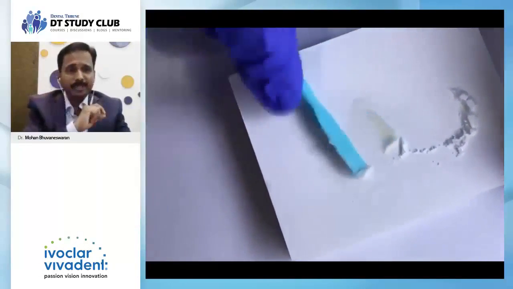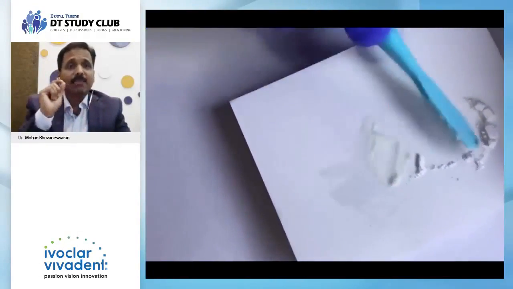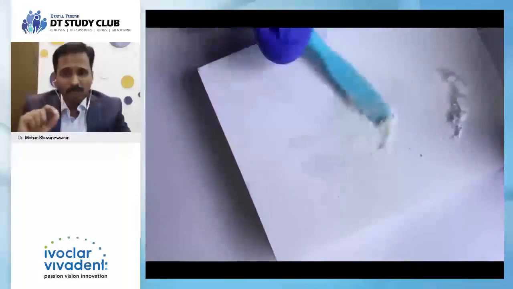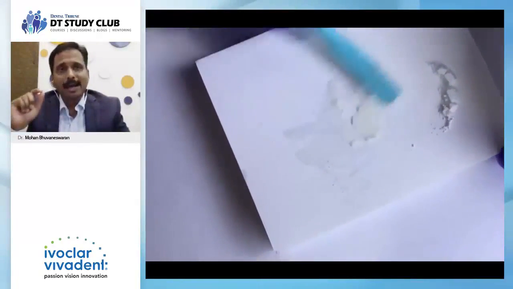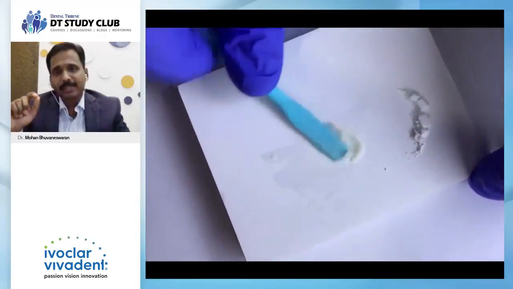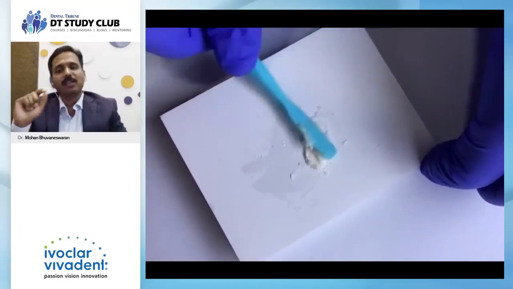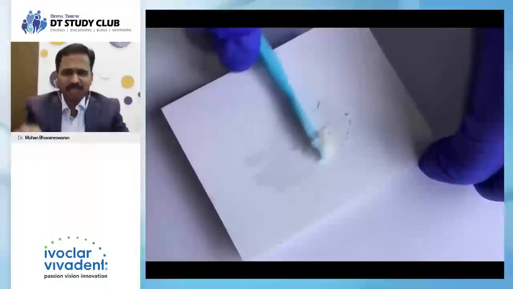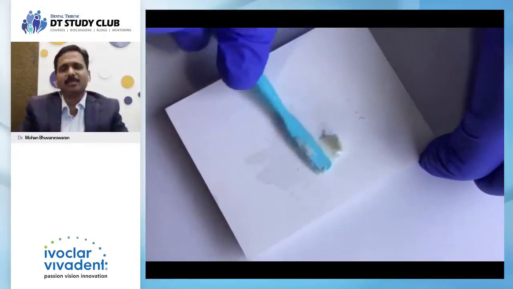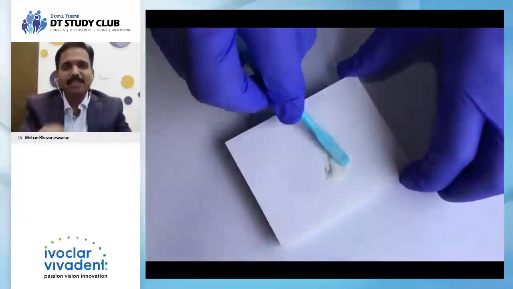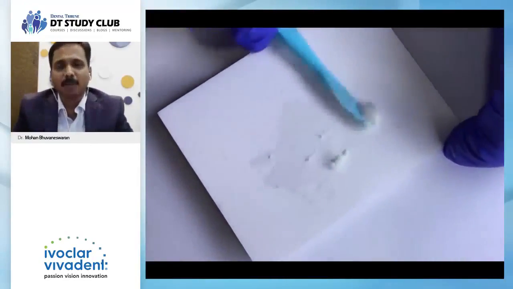So my dear dentist, please, mixing is very, very important, right? Slowly, little by little, add the powder onto it and then start mixing so that you will get one beautiful consistency. Should I stop here? That is the question that comes to everybody. But no, look at this mix. It's getting thicker and thicker. Only then would the physical properties be there.